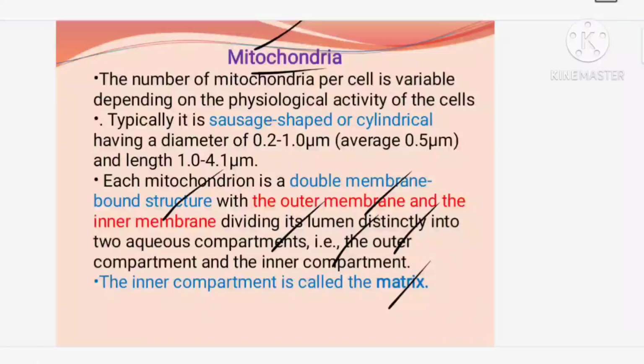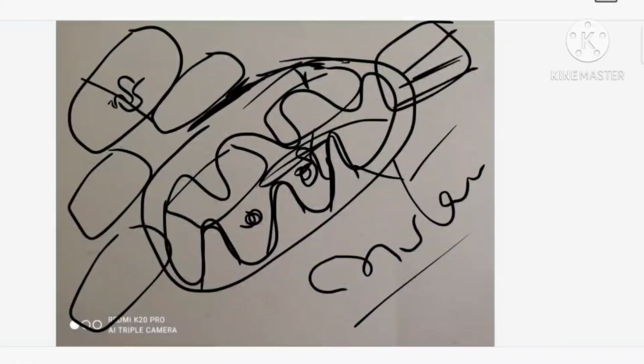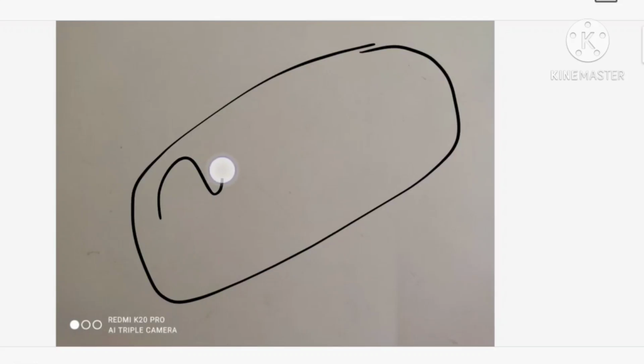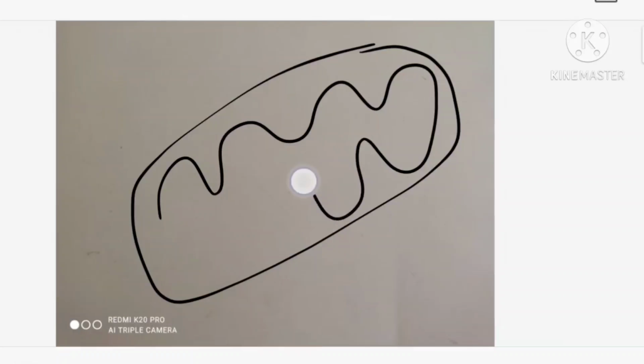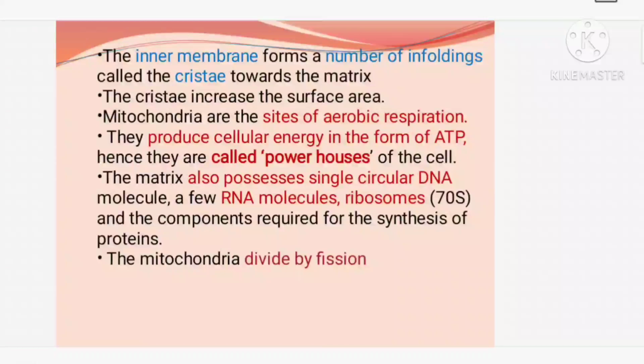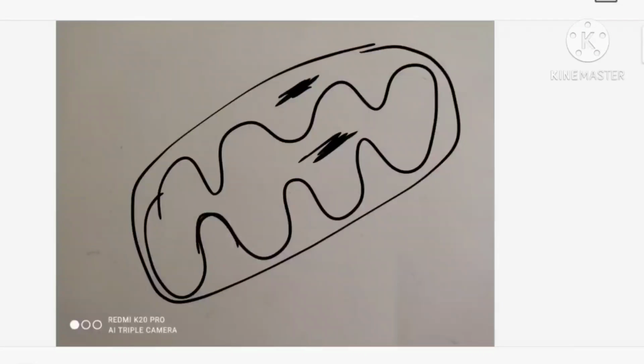The inner compartment we call as what? The matrix. So when we were drawing, we have already drawn, there are two fluid filled compartments. One is the outer compartment as well as another one is the inner compartment. So which one is the outer compartment? This is the outer compartment. Which is the inner compartment? This is the inner compartment. Okay, the inner membrane folds into infoldings called as what? Cristae. That infolding, what do we call? We call them cristae.